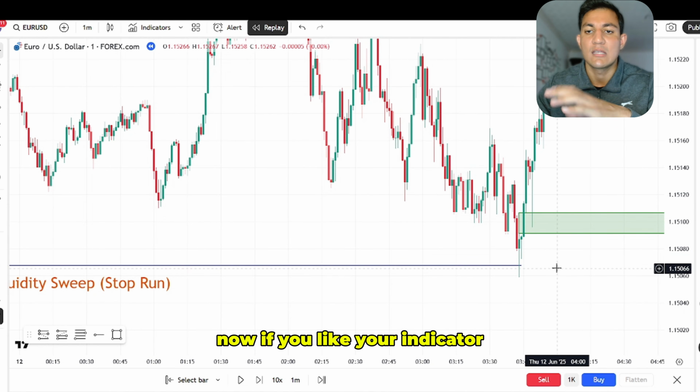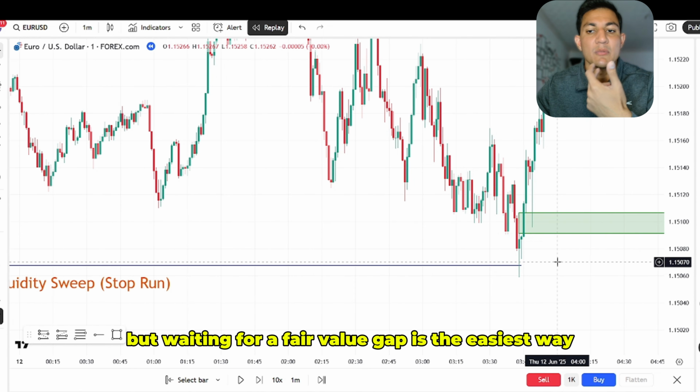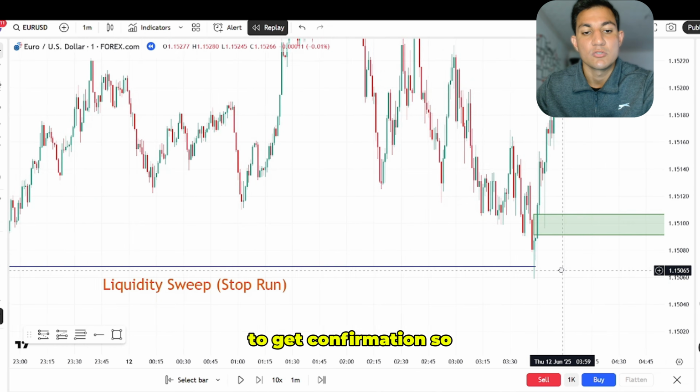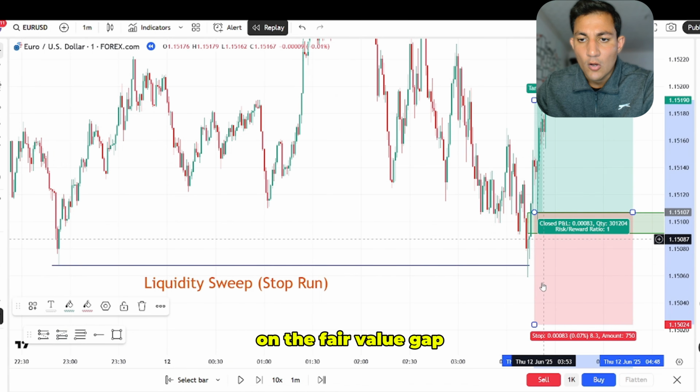Now, if you like your indicator or order block, by all means do that. But waiting for a fair value gap is the easiest way to get confirmation. So what we're going to do is simply enter on the fair value gap.